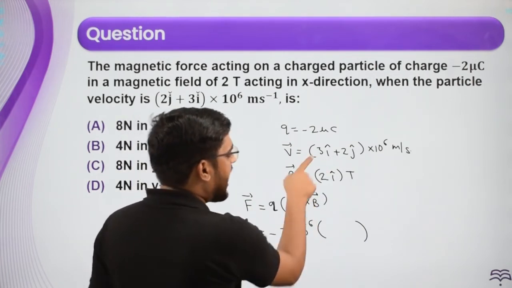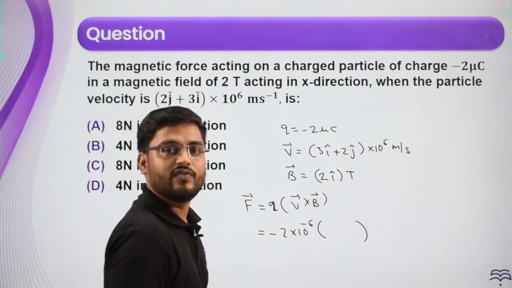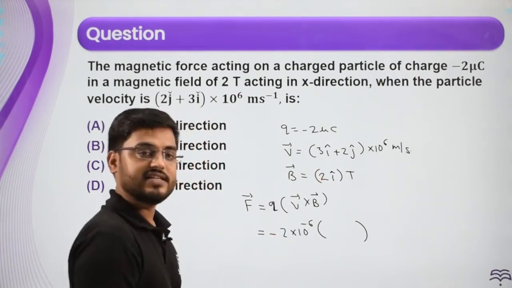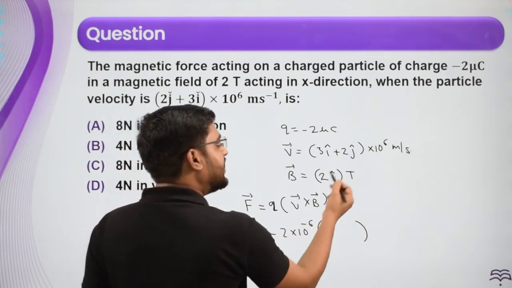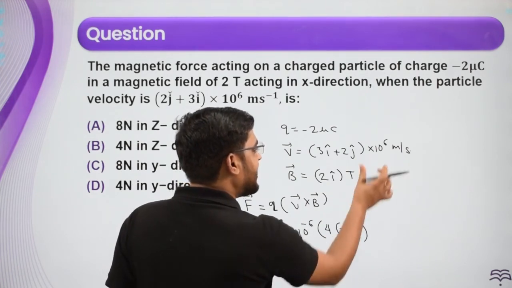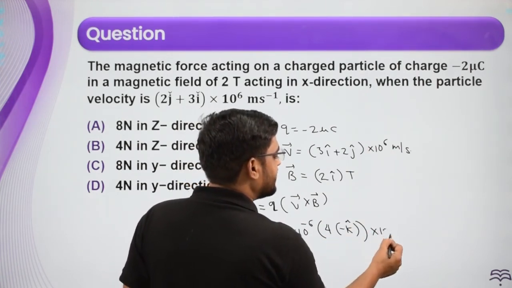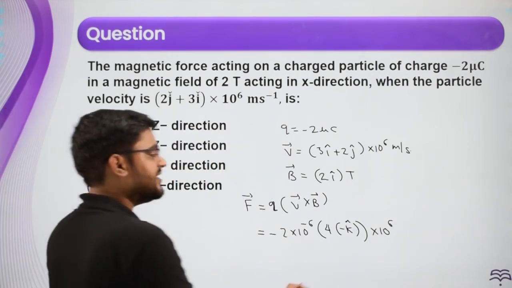For that, I cross I part will be gone. It will be like 3I cross 2I will be 0, because I cross I is 0, right? And J cross I is minus K. So 2 into 2 is 4 and minus K cap, and this 10 raised to 6 I will be getting, right? So this is my force and answer will be in Newton.